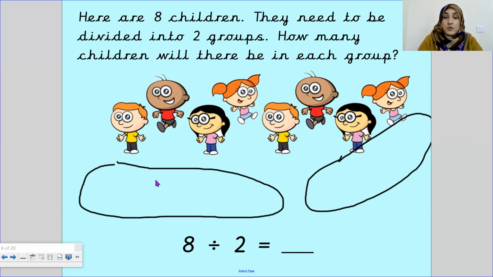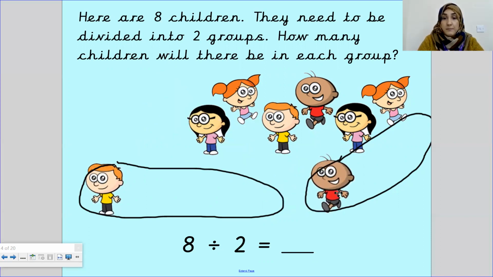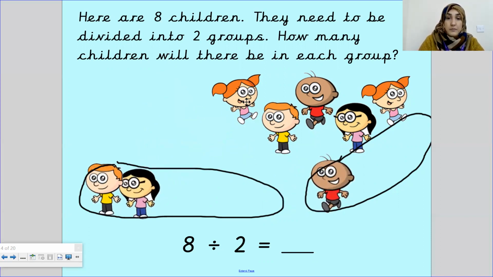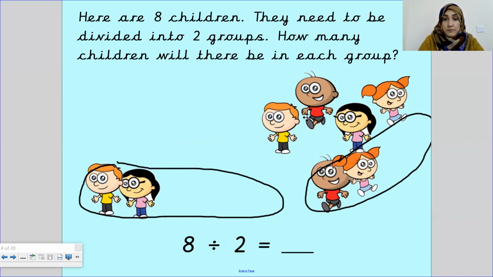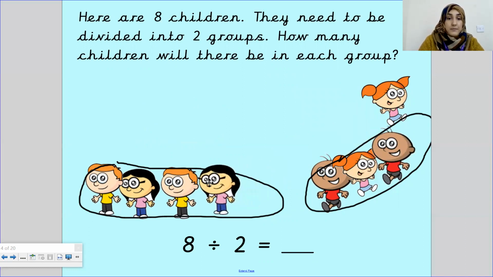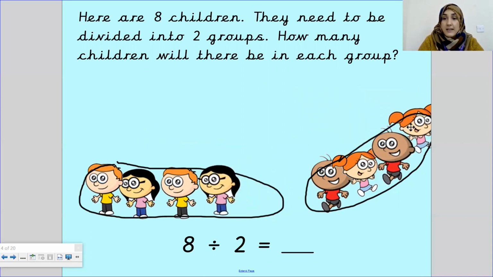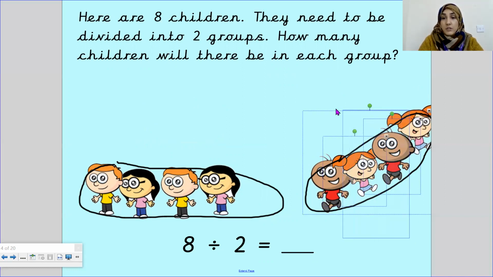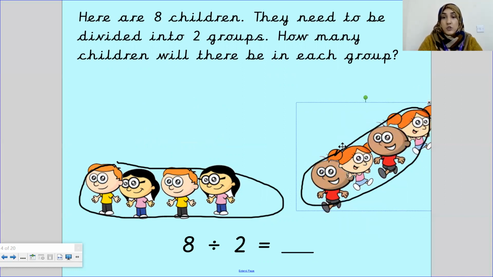Okay, so I've drawn 2 groups. I'm going to equally share one at a time. And I'm going to say, you're in this group, you're in this group, you're in this group, you're in this group, you're in this group, you're in this group. Oh, they're twins. You're in this group. And you are, young lady, in this group. So now what I have done is these children.